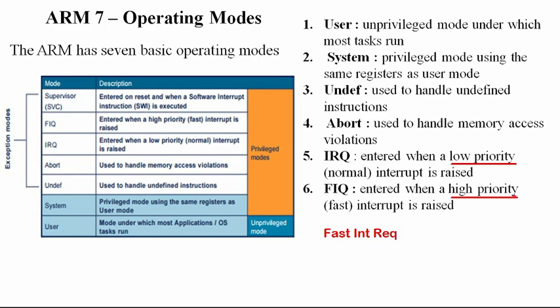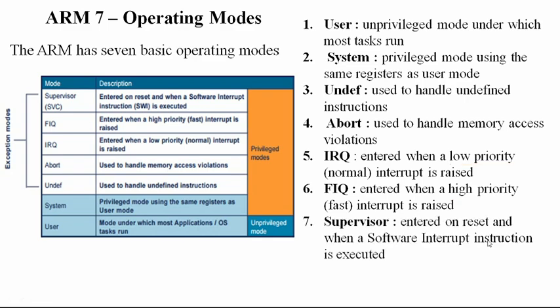Register access: it uses higher registers, starting from R8 to R14. So seven registers it uses in the interrupt. Along with that, one SPSR register also it uses. So totally 7 plus 1, 8 registers FIQ mode uses. With a higher priority, we can generate interrupts.